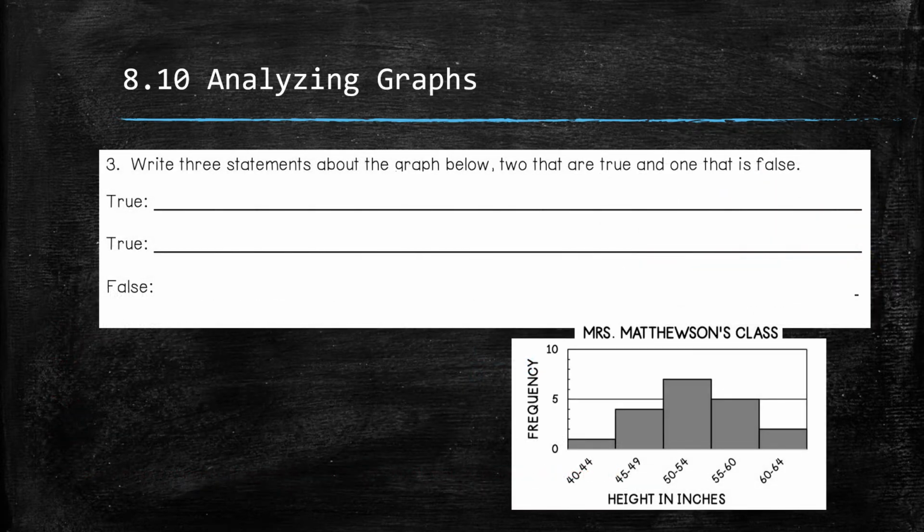We're going to write 3 statements about the graph below, 2 that are true and 1 that is false. So what I'd like you to do is come up with your own statements, look at mine, and come up with something else that you can share with the class in our discussion page in the Google Classroom.